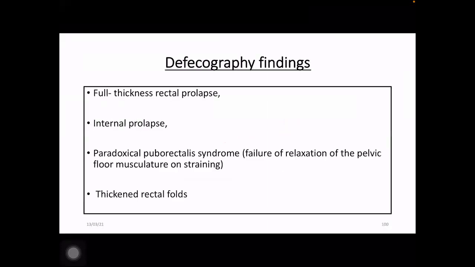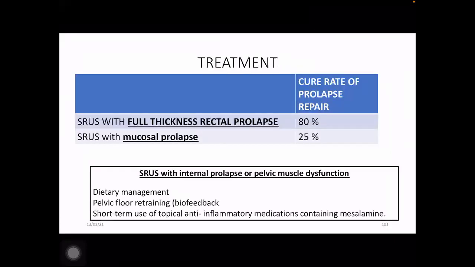These are the defecographic findings, not very important. These are commonly found: a rectal prolapse, internal prolapse, paradoxical puborectalis, and thickened rectal folds. So it doesn't mean that if the patient has a prolapse, you should attribute the SRUS to the rectal prolapse as a causative factor. So what is the treatment?